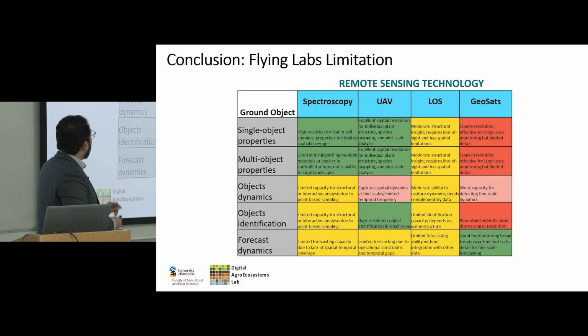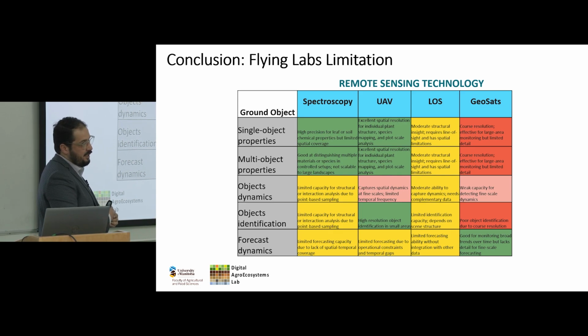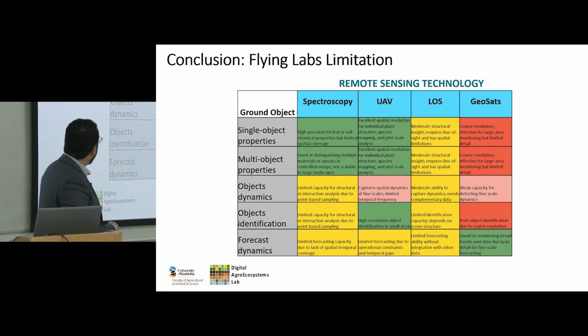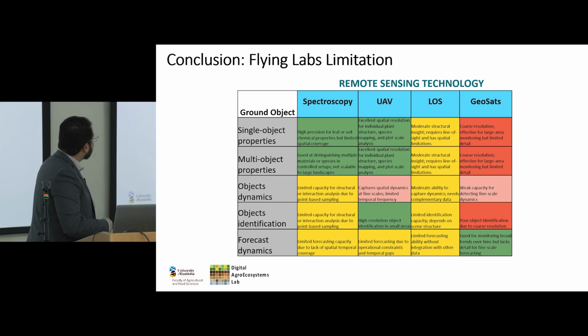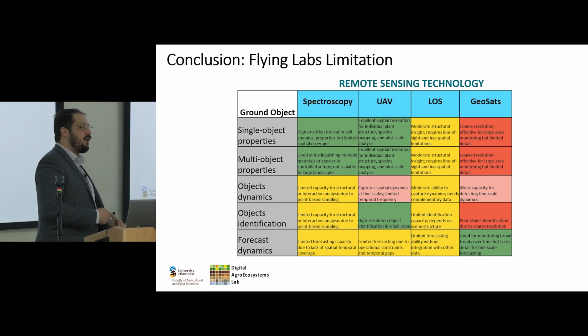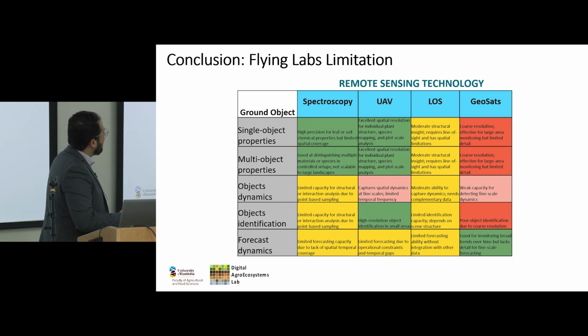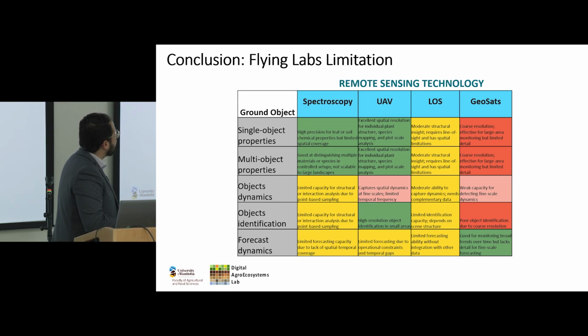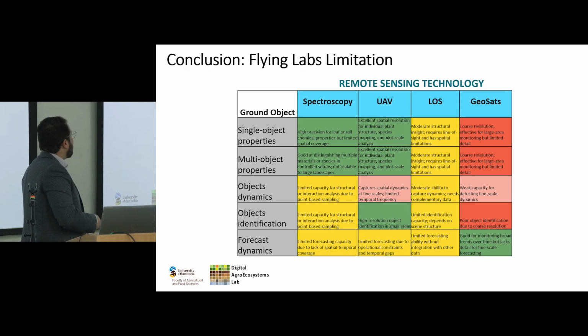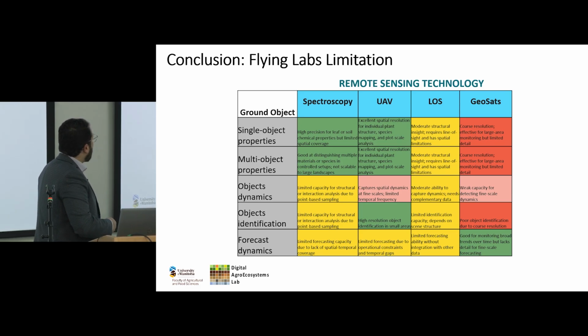The other thing is what we call the flying labs limitation. It has real limitations. We have to identify it. Not every tool is capable of doing everything. We identify our tasks to objects, single object properties. If I need to know the chemical properties of something, how capable could I be using these tools? LOS is the low orbit satellites. GeoSats are more distant satellites used for climate data most of the time, like the NOAA.